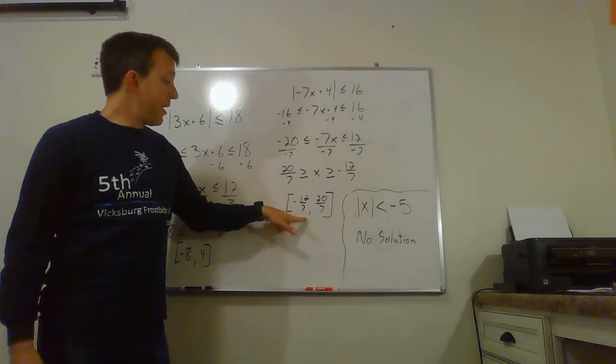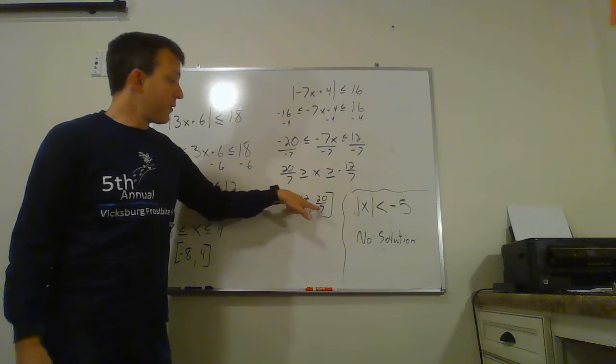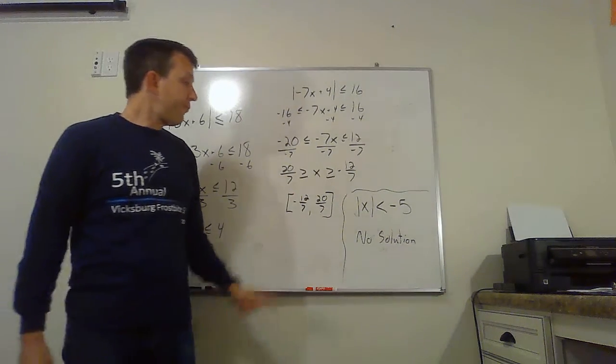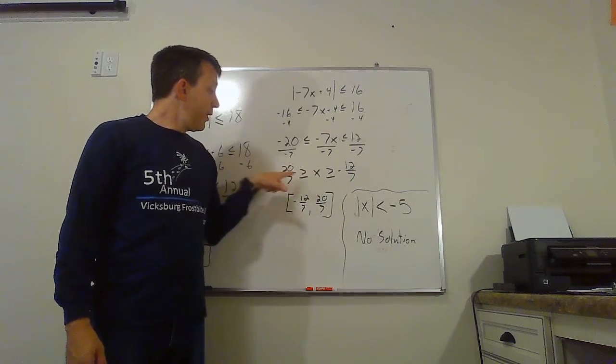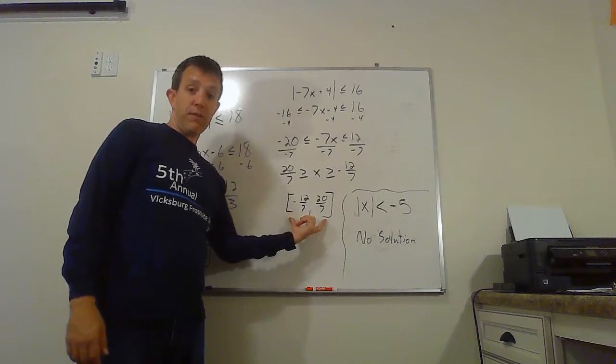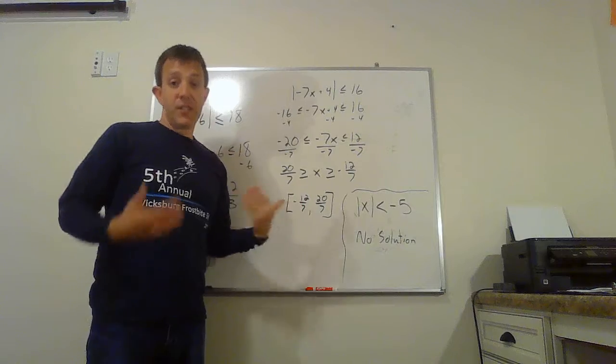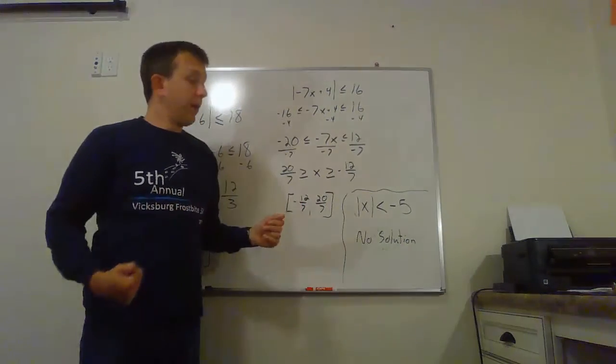So anyway, this time my interval starts at negative 12 over 7, goes to 20 over 7. But again, watch out for it, because it's backwards. So our interval needs to go from smallest to biggest, just like a number line. Make sure you turn that one around.